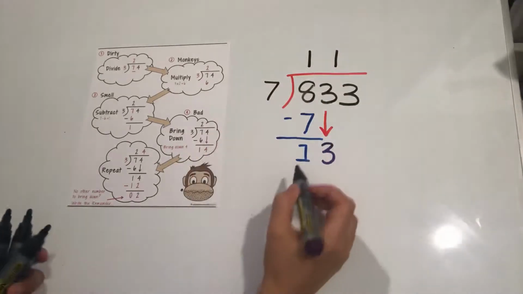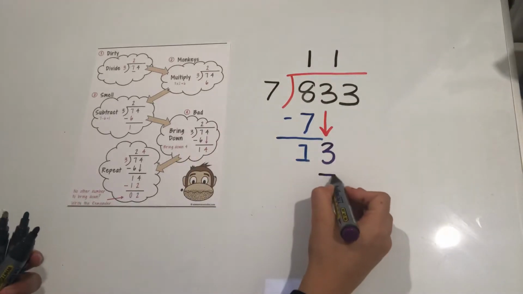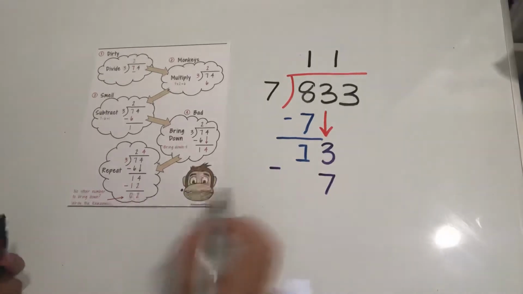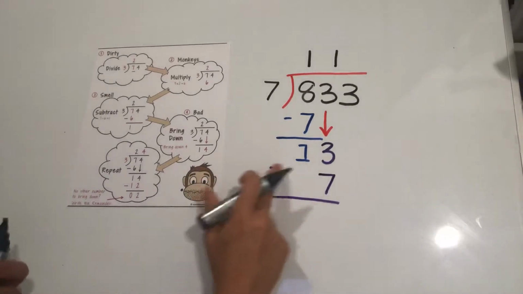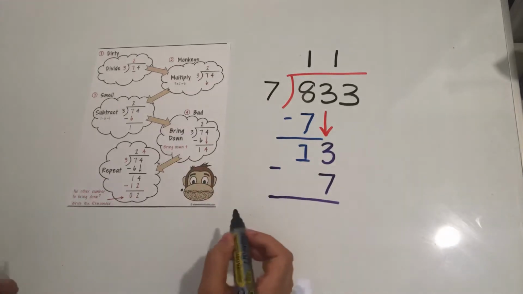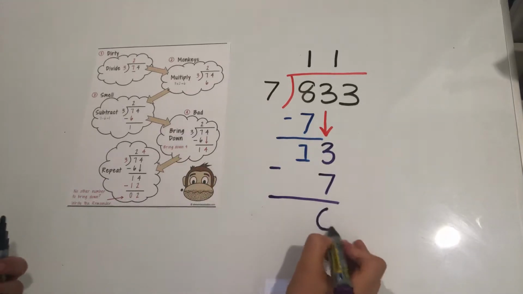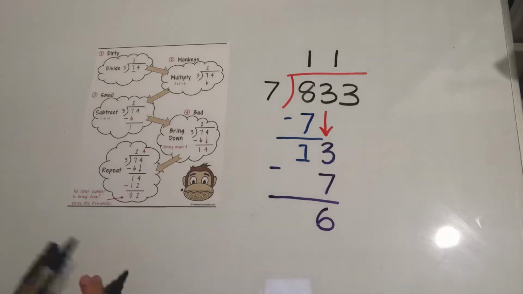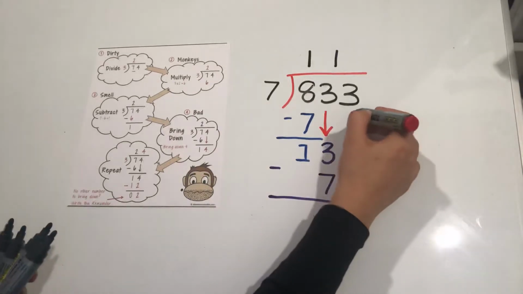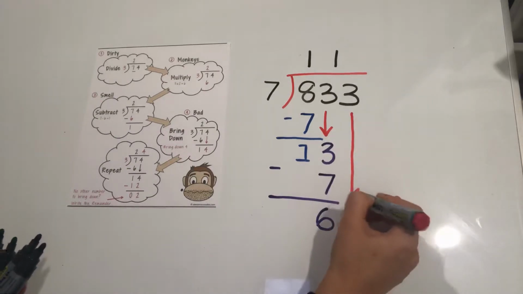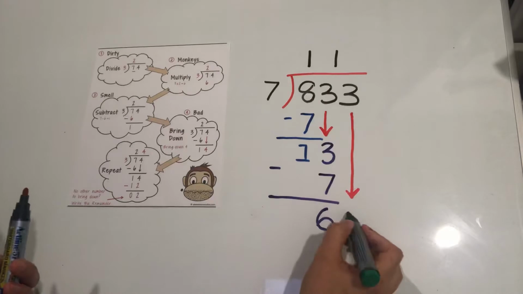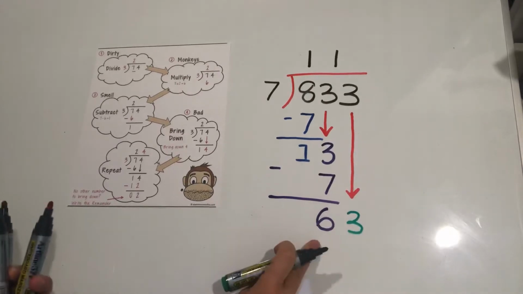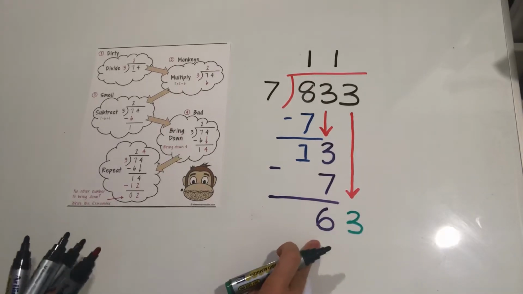Next step is to multiply. 7 multiplied by 1 is 7. I'm now going to subtract and do my line across to write my answer underneath. 13 subtract 7 is 6. So record your 6. This is saying we've got 6 remainder. Next step, remember for our BAD in our acronym is bring down. We bring down our ones digit, which is the 3. We now have 63 ones.